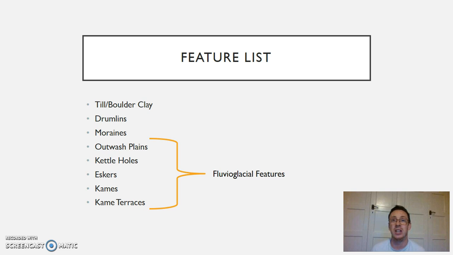Now I've put both words in there because they do get used interchangeably. I will try to refer to boulder clay as much as possible, but you'll need to forgive me if occasionally I flick between the two. We've got drumlins, we've got moraines. Now you'll notice that's moraines plural, as there is more than one type of moraine that we'll discuss today. We then have outwash plains, kettle holes, eskers, kames and kame terraces.